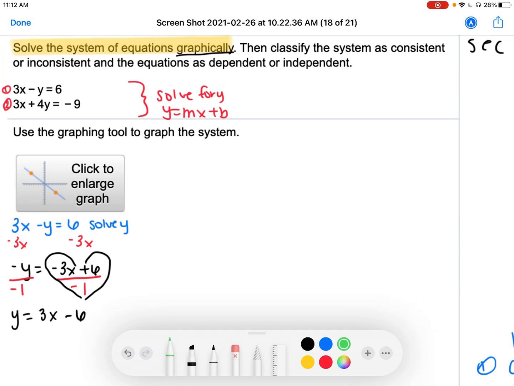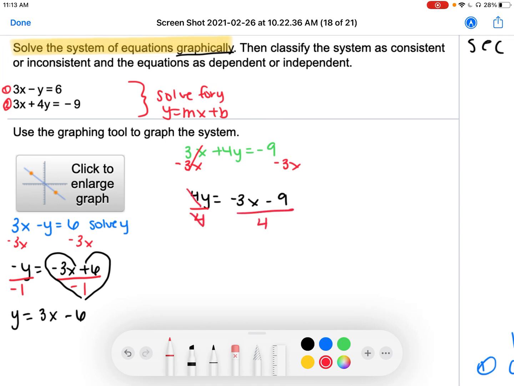My second, we have 3x plus 4y is equal to negative 9. I want to get y by itself, so let's move that 3x. So minus 3x on both sides. And we're left with 4y is equal to negative 3x minus 9. Last piece, I want to get y by itself. So we divide by 4.